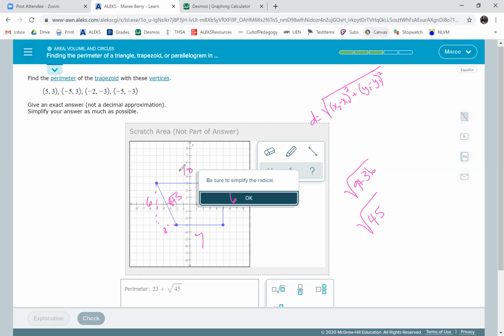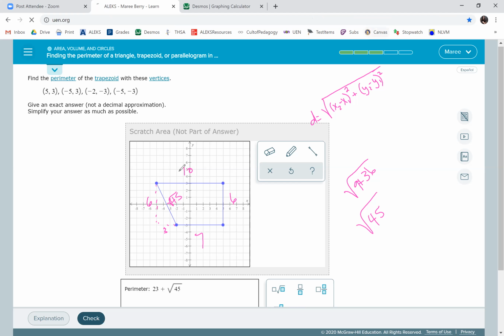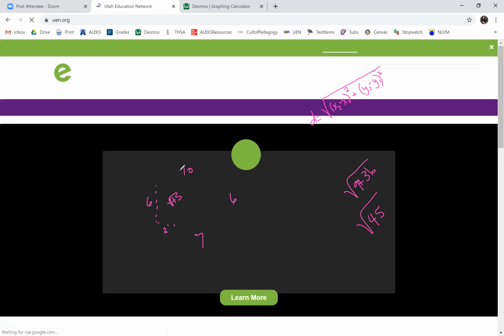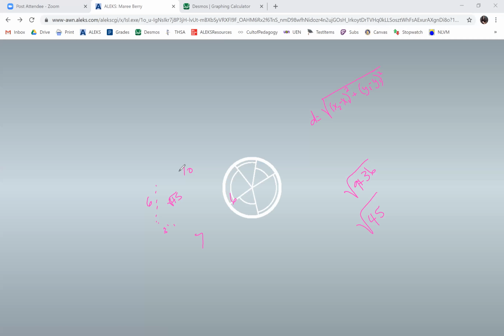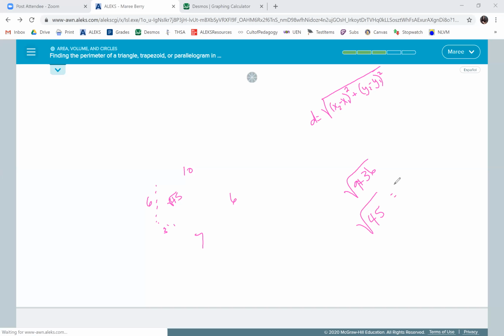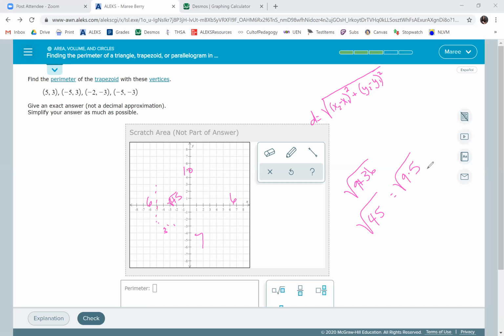Oh, simplify the radical. Oh, they're making us simplify. Sweet. Okay, so I'm going to look at 45. Square root of 45 is the same thing as square root of 9 times 5. So square root of 9 is 3. All right, so we had, now I can't remember, was it 23? 13 plus 10, so 23 plus 3 square root of 5. We've never had to simplify square roots before, so that's cool.